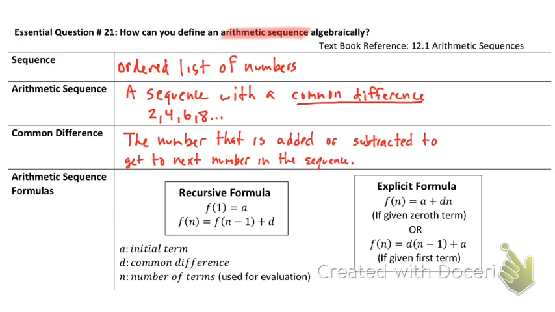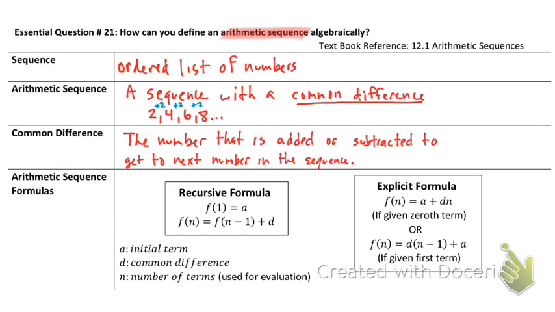Okay, for example, of the sequence I put up here, I know this is going to be arithmetic because to go from 2 to 4, I have to add or subtract a number. In this case, I have to add 2. To go from 4 to 6, I have to add or subtract the same number, which is 2. 6 to 8, I have to add 2. Therefore, the common difference in this sequence would be 2.